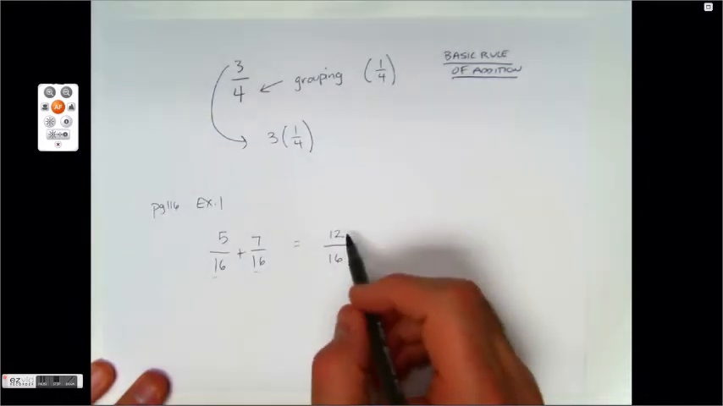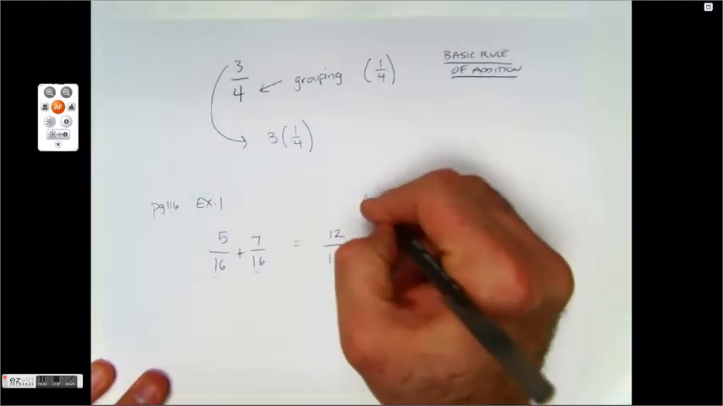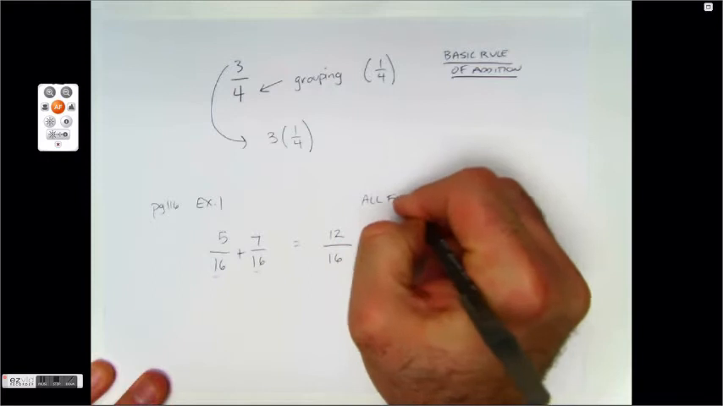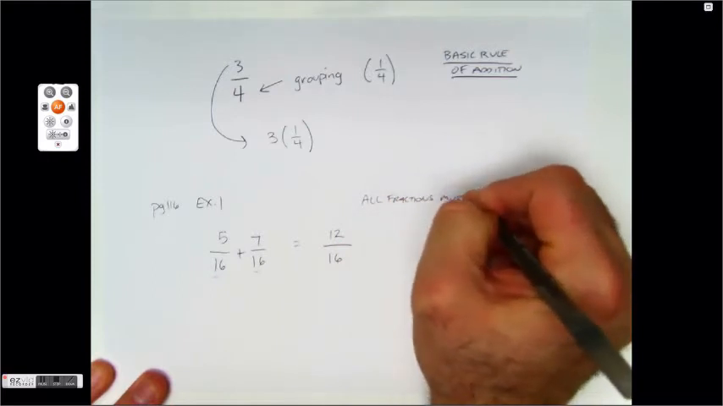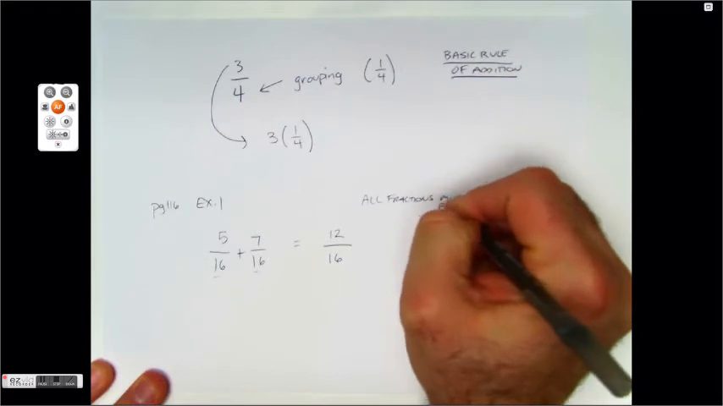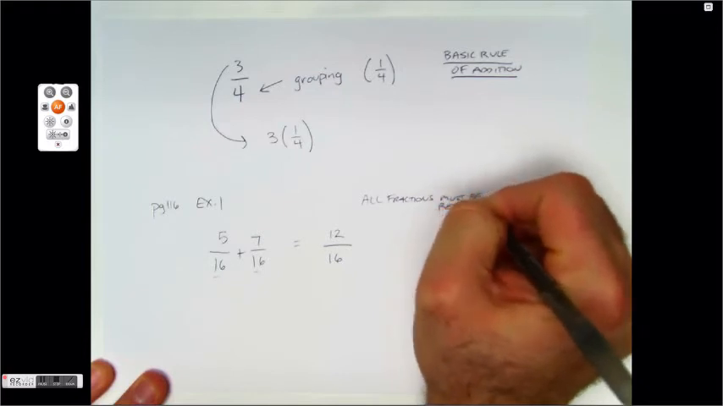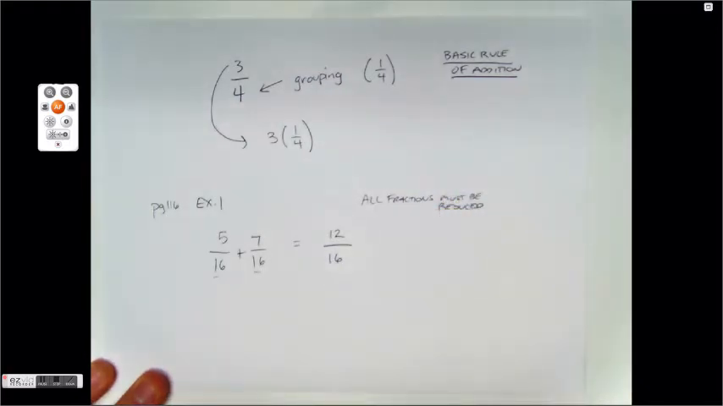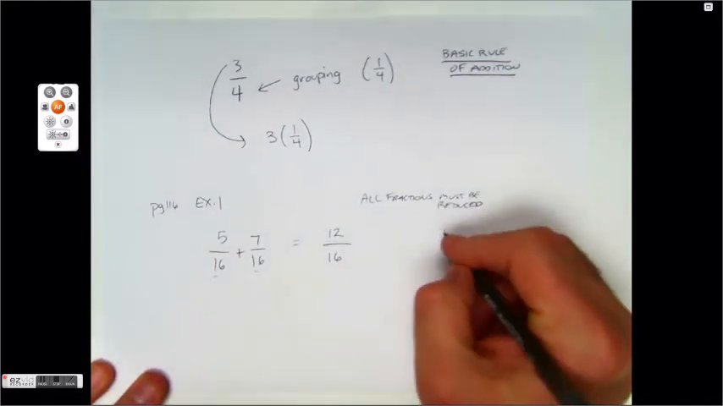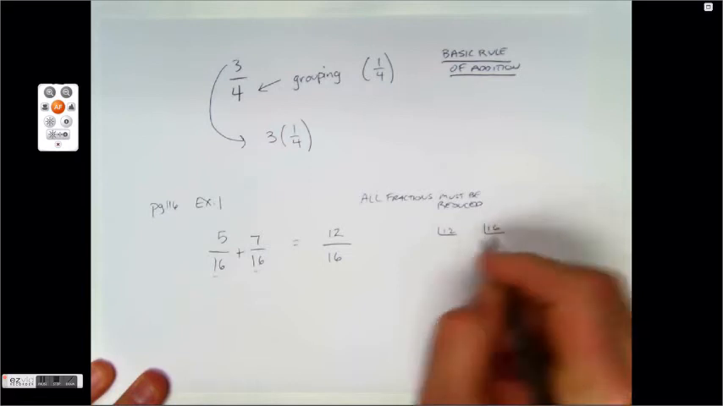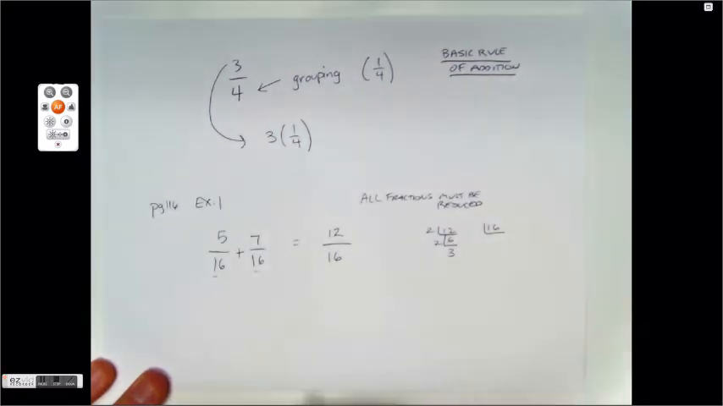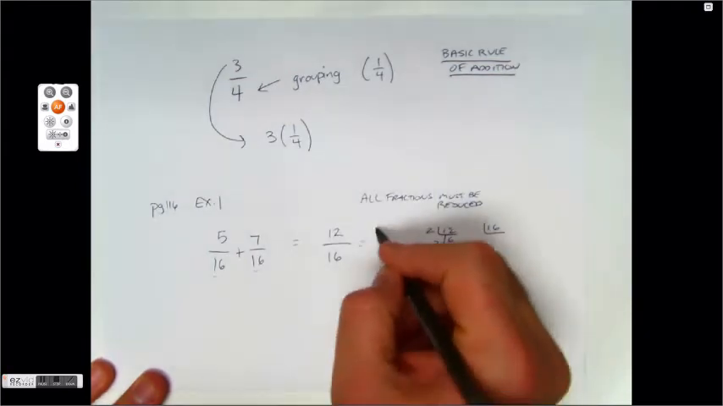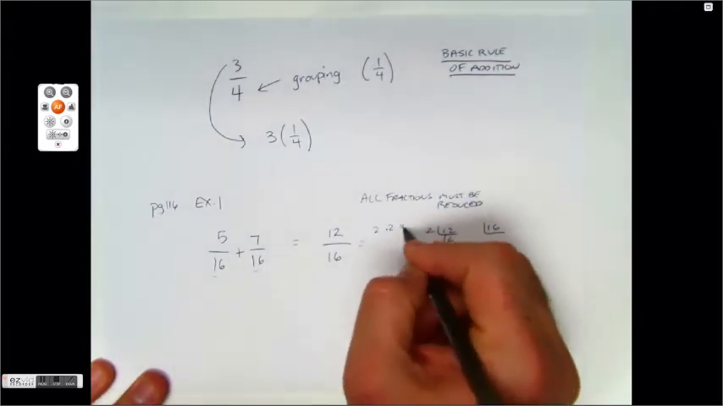Now, this goes back to what we learned before. All fractions must be reduced, so keep that. All fractions must be reduced. So now that we have this, we'll go back to what we learned before. We'll prime factor 12 and 16. 2 goes into 12 6 times. 2 goes into 6 3 times. We can stop. This is stuff we've worked with already, right?